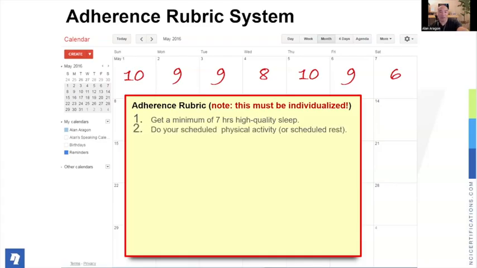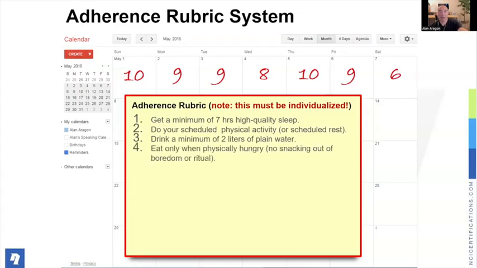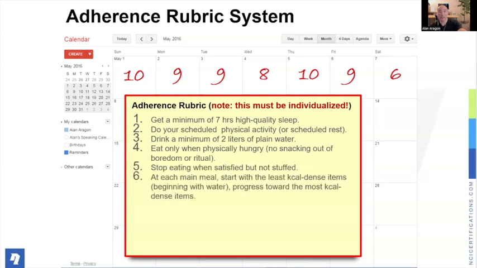Do your scheduled physical activity. Drink a minimum of 2 liters of plain water. Eat only when physically hungry. No snacking out of boredom or ritual. Stop eating when satisfied, not stuffed. At each main meal, start with the least caloric dense items first, beginning with water.